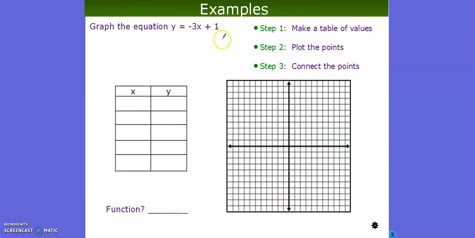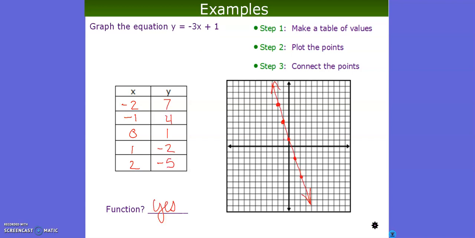All right, here's your next example. So we're going to go ahead and fill in our chart. It didn't give me any x's, so guess what? You get to pick some. I would pick negative 2, negative 1, 0, 1, and 2. They look pretty good to me, and they're easy to plug in. So if we go ahead and plug this in, I'm going to do it mentally. You do it either mentally or on your paper.